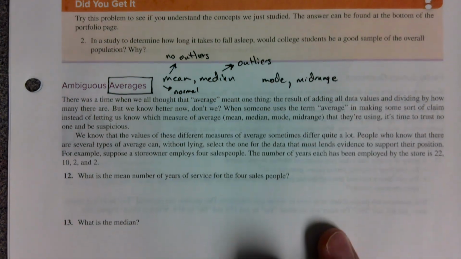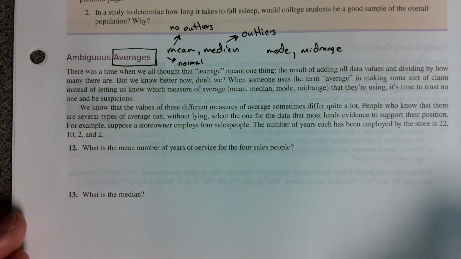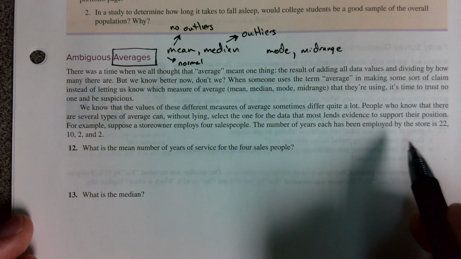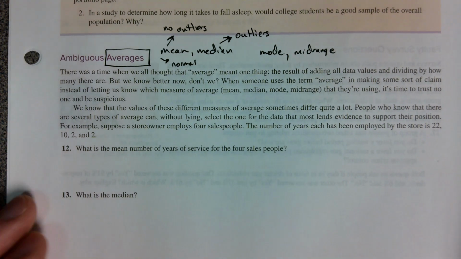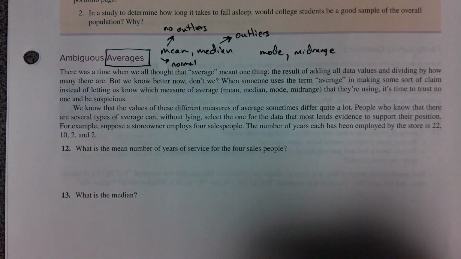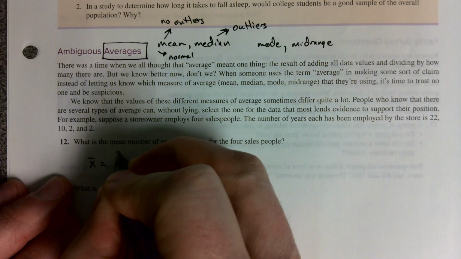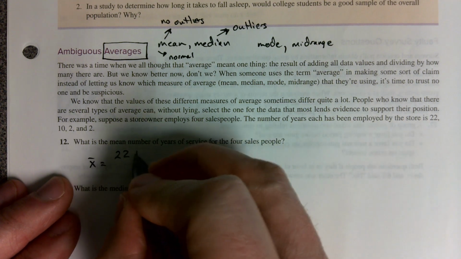So here we've got a nice little example. We have 4 salespeople employed at a store, and it's the length of employment. We want to talk about how people stay at this store for a long time. We hire salespeople here, and they love working here, as you can see by the number of years they stay employed. So let's calculate the mean. We're going to call this a sample mean, and I'll just do this by hand.